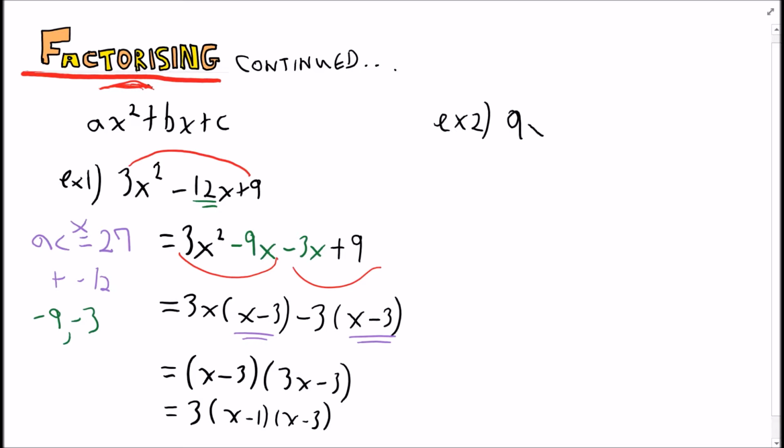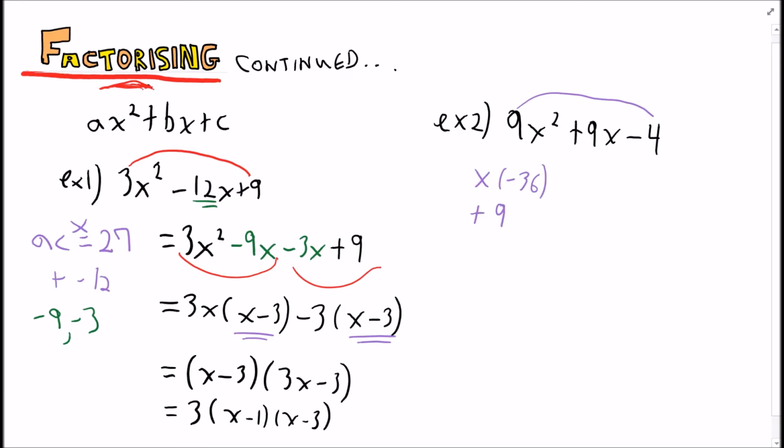Let's see, 9x squared plus 9x minus 4. So this time we're looking for, once again, something that multiplies to a times c, so 9 times negative 4, so we're multiplying to negative 36, and we want to add to that middle term of 9.